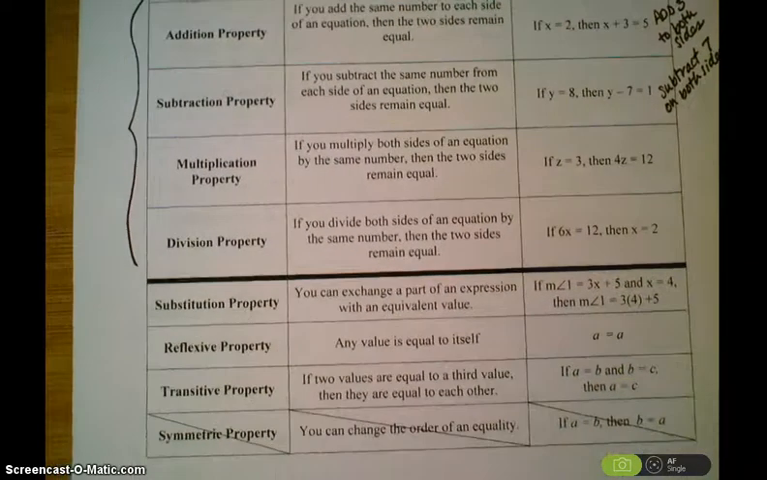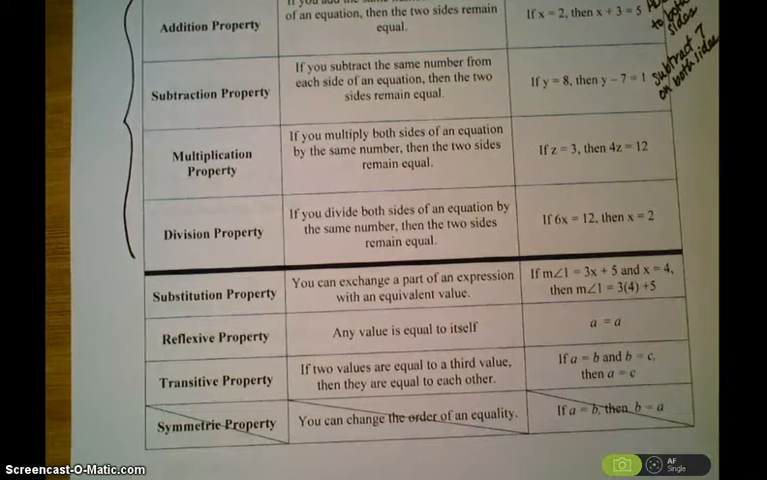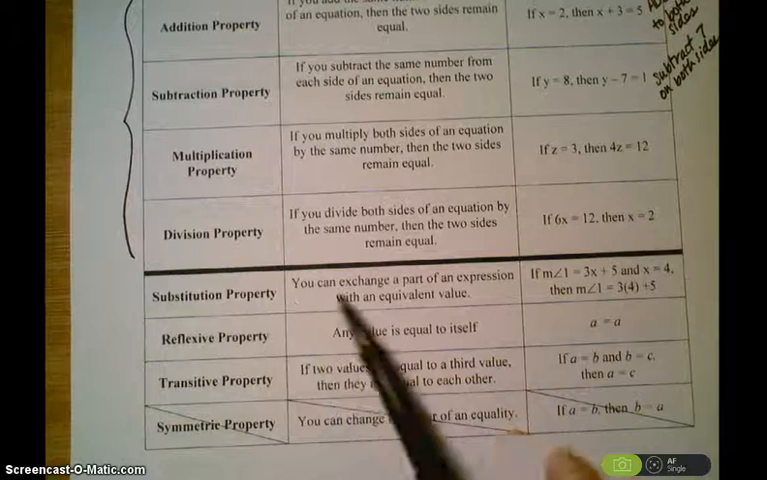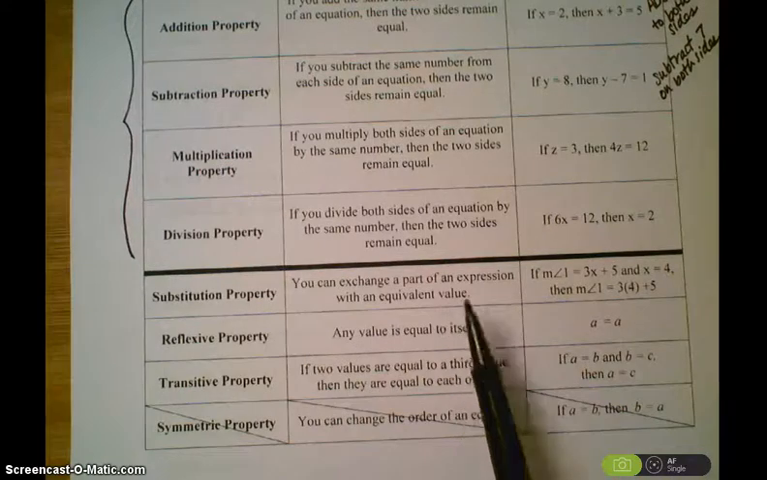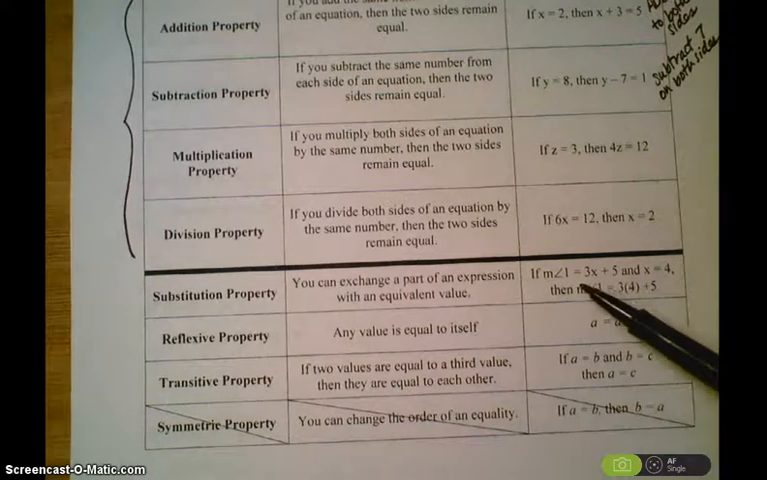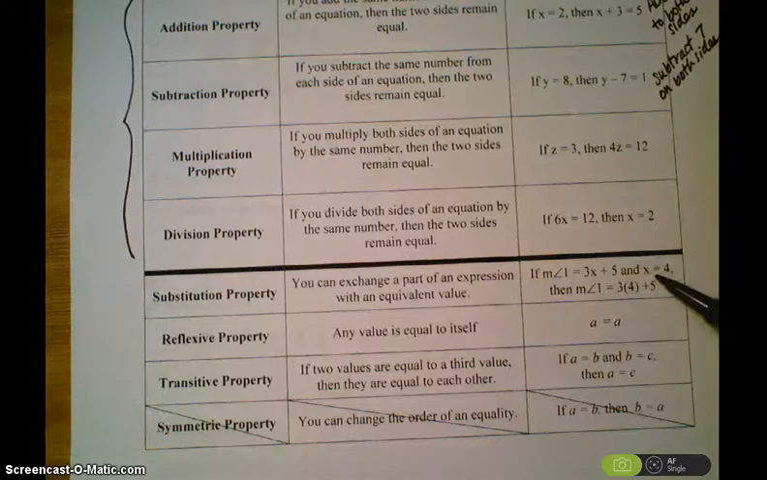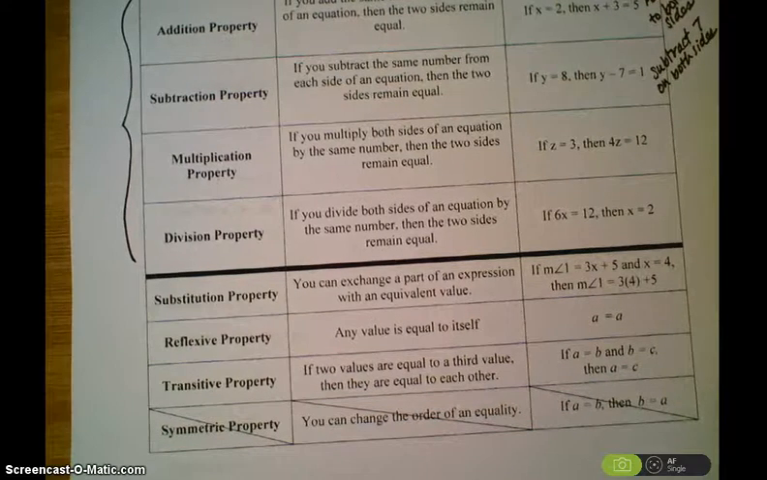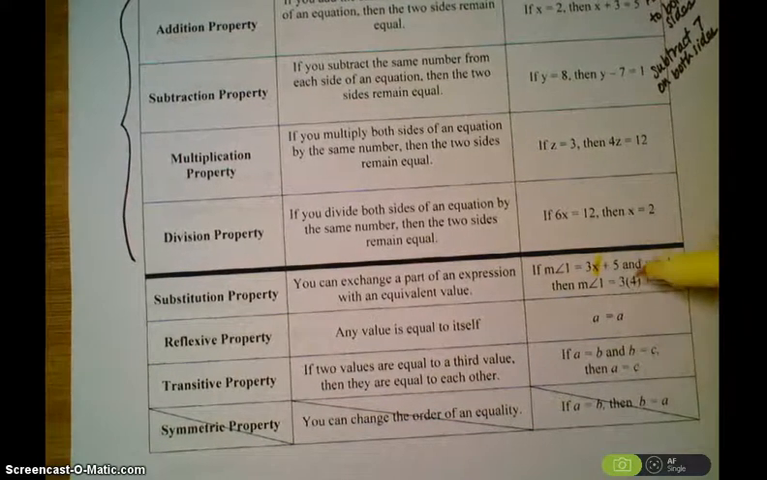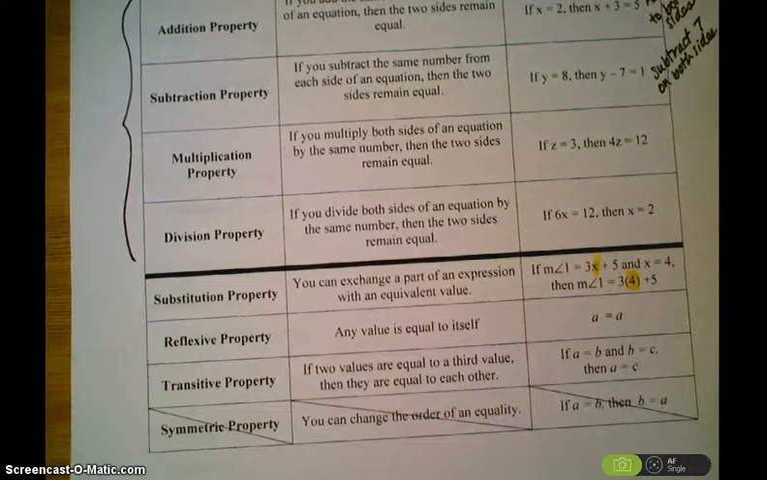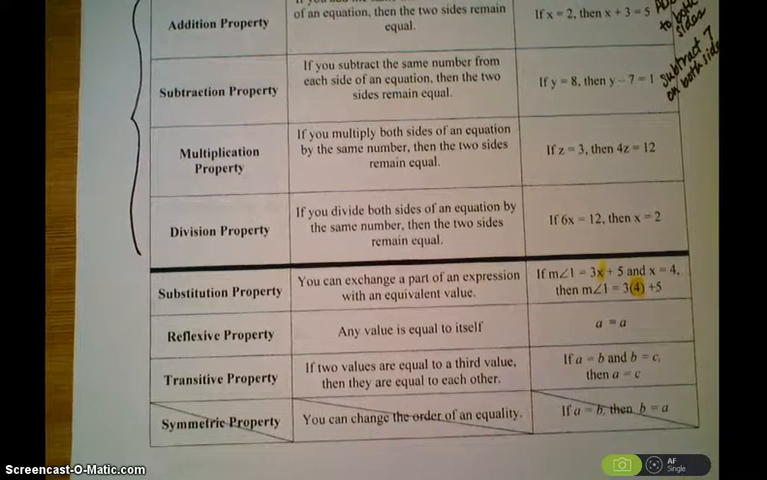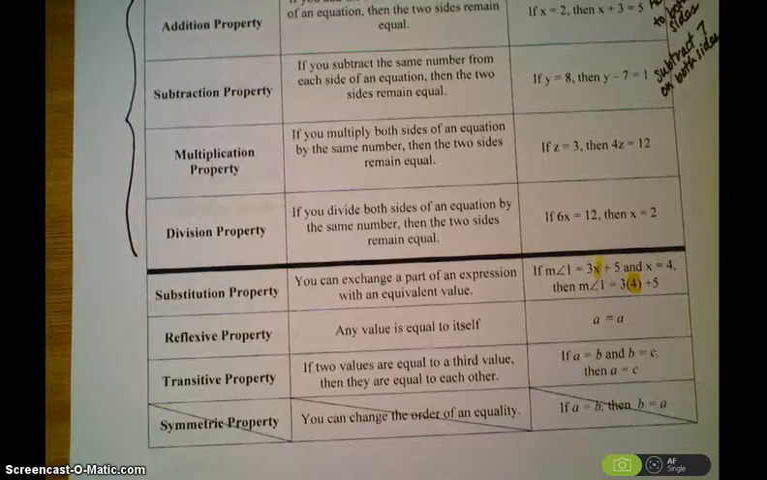Okay, the next three properties are properties of equality also. Substitution property says you can exchange part of an expression with an equivalent value. Notice here, if angle 1 is 3x plus 5 and I know x equals 4, then I can replace x with a 4 and find out that the measure of angle 1 must be 17, if I'm adding correctly.